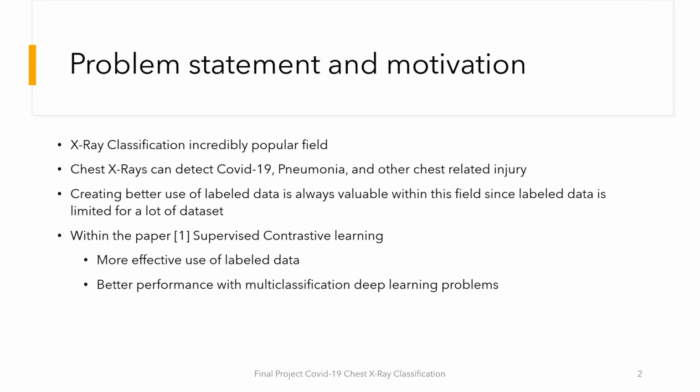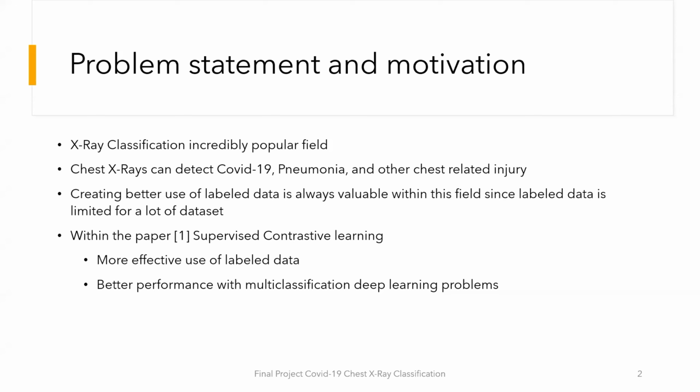So some brief background on the problem statement and motivation. Within recent years, X-ray classification has been increasingly popular with studying and research, and there's a bunch of different datasets for this area of research. What I'm going to be focusing on is chest X-rays that can detect COVID-19, pneumonia, and other chest-related illness.